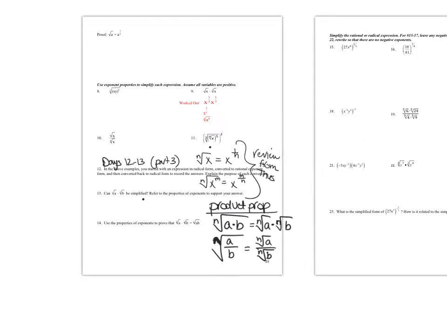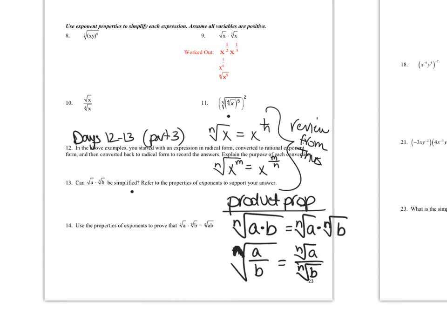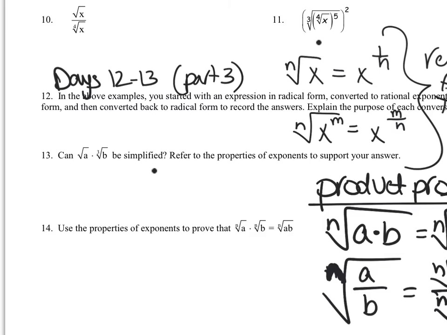So when you look here at this question, number 13, it says, can the square root of a times the cube root of b be simplified? Refer to the properties of exponents to support your answer. So like right now, those indexes are not the same, right? So you can't just say, oh yeah, it's the square root of AB or the cube root of AB, because they're not the same indexes.